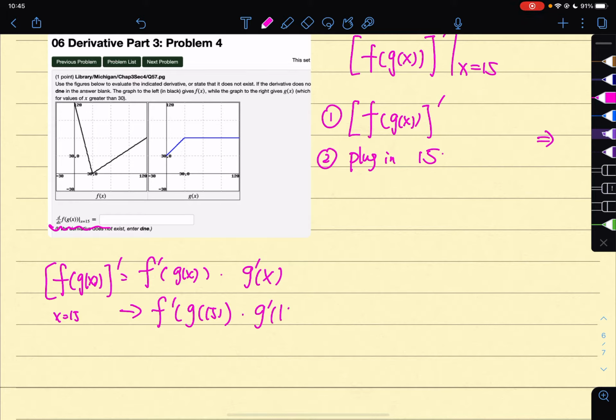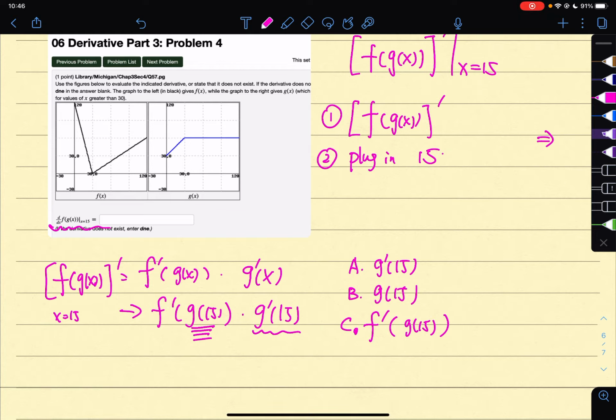So all you need to do is technically a couple of steps. First, what's g prime of 15? So address this one. Secondly, you need to know what's g of 15, so that can be squeezed into your function f prime. And then you need to know what's f prime with the g of 15 squeezed into it. So one part at a time.